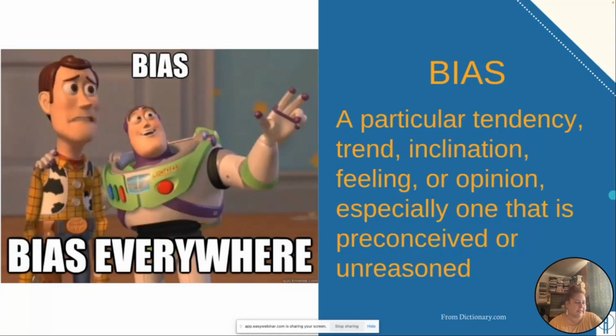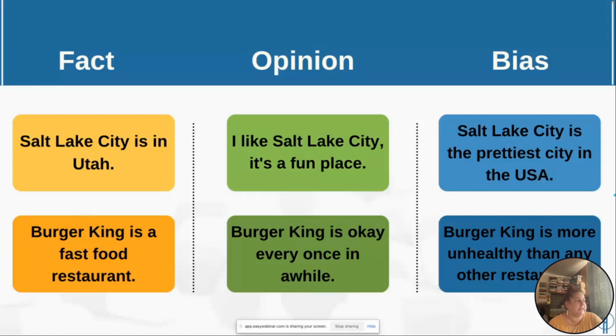So it's important to recognize the biases that we have as we interact with media and read things. So here's an example of that concept. We're in Utah, so I use this example. A fact would be that Salt Lake City is in Utah and Burger King is a fast food restaurant, right? An opinion is that I like it, or I don't like Burger King, whatever. But a bias would be something like it's the prettiest city or it's more unhealthy. Those are all biases, and they could be untrue or they could be true.